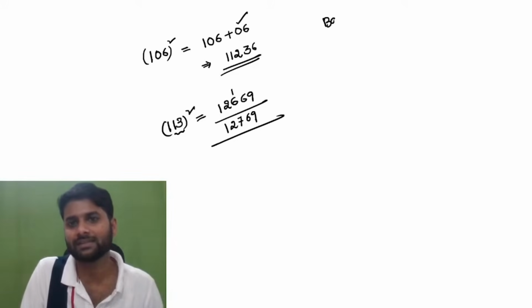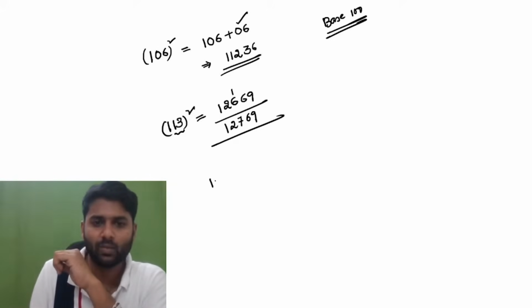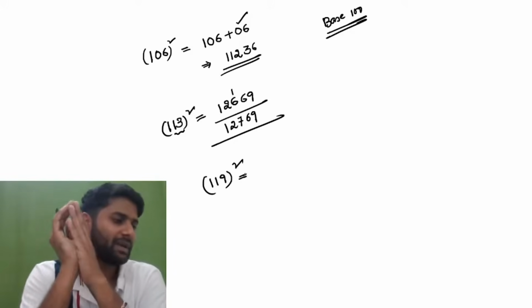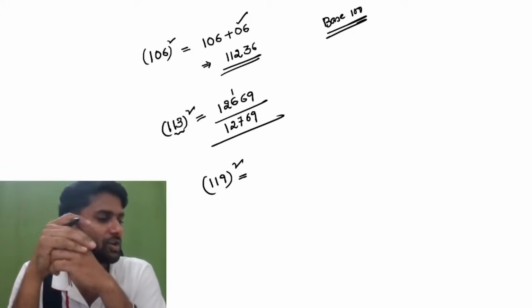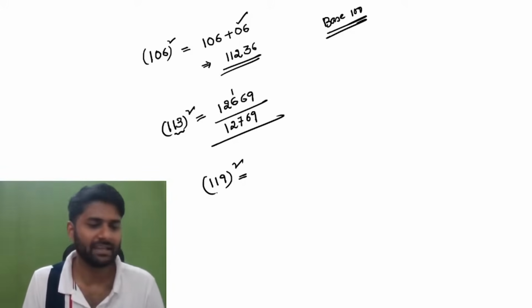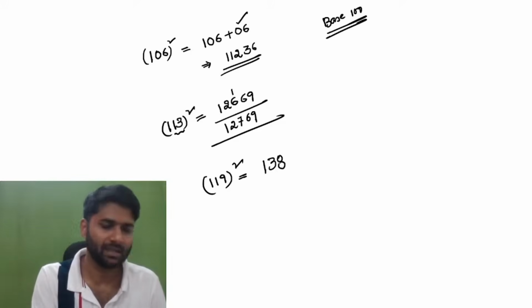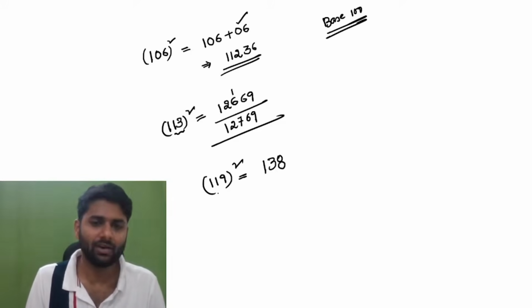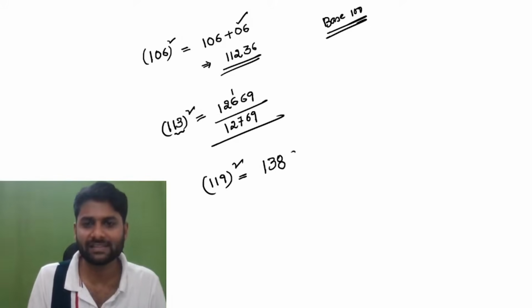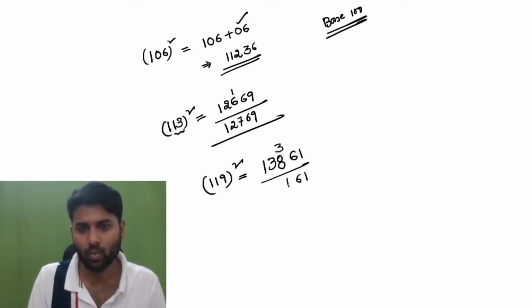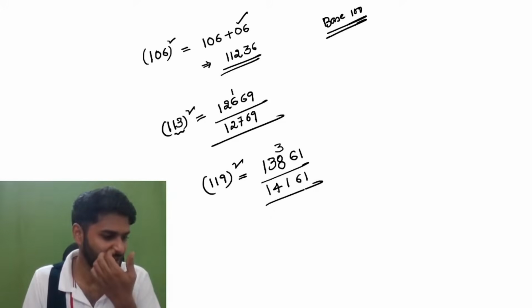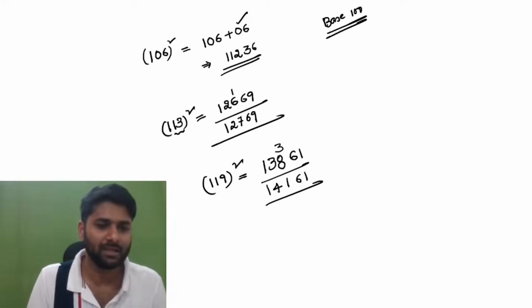So till now we have considered base 100. Now 119 square. Please let me know in the comment section. Now see, 119 is more than 100 by 19 units, so 119 plus 19 is 138. Next, we already added 19 units. 19 square is 361. Write down 61 and 3 must be carry over. So the answer is 14161. Is it clear?